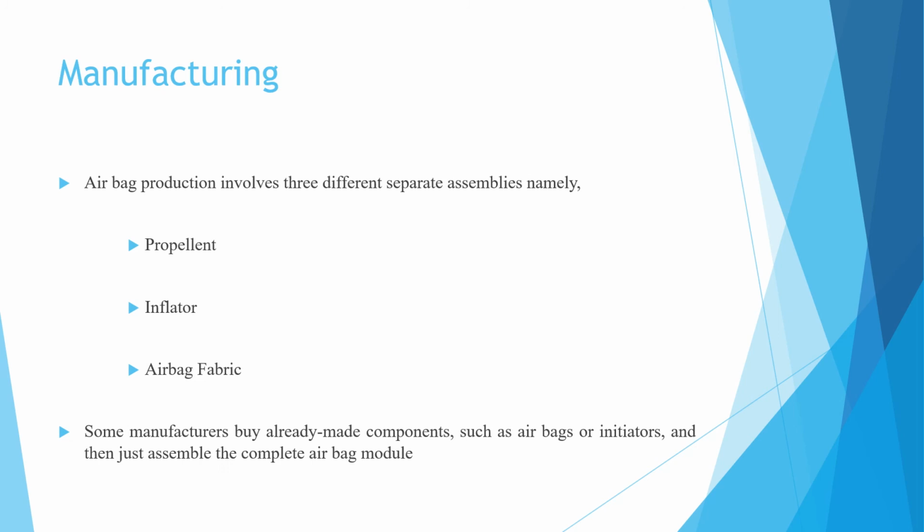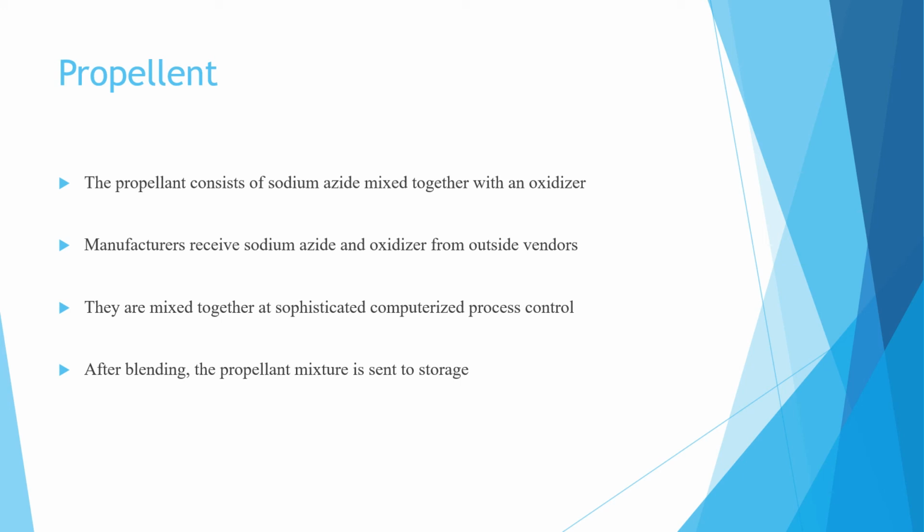Now we come to the manufacturing of the airbag. The airbag production involves three separate assemblies, namely propellant, inflator and airbag fabric. Some manufacturers buy already-made components such as airbag fabric or initiators and then just assemble the complete airbag module. So now let's start with the propellant.